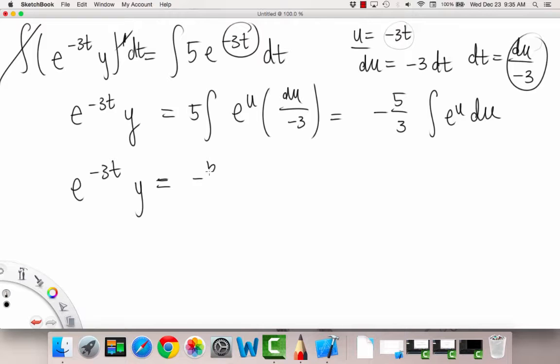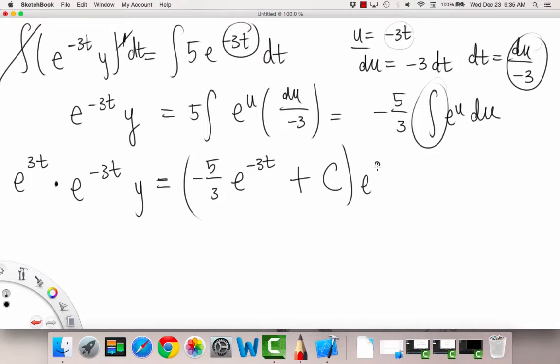So this is equal to negative 5 over 3 e to the u, and u is negative 3t. So that's all we have there. And we can't forget our plus c, because we have an indefinite integral here. And the last step now is just to get y by itself. So we simply multiply by e to the 3t on both sides.